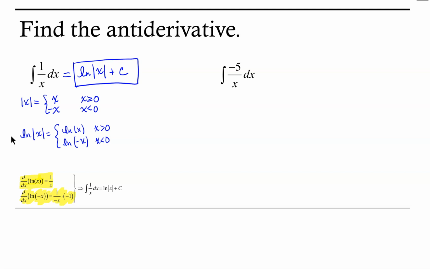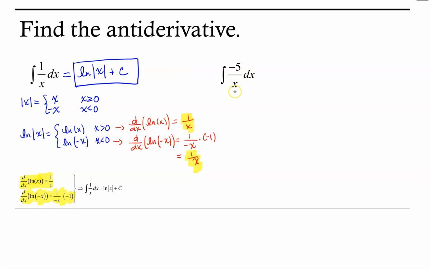Now, let's go ahead and take the derivative of each of these. So for when x is positive, we're taking the derivative of the natural log of x, which is 1 over x. When x is negative, we're taking the derivative of the natural log of the opposite of x, which is 1 over the opposite of x, times, now we have to multiply by the derivative of the argument. Derivative of negative x is negative 1, which ends up giving us 1 over x. So you see that the natural log of the absolute value of x actually has the derivative 1 over x. So therefore, the antiderivative of 1 over x must be the natural log of absolute value of x plus c.